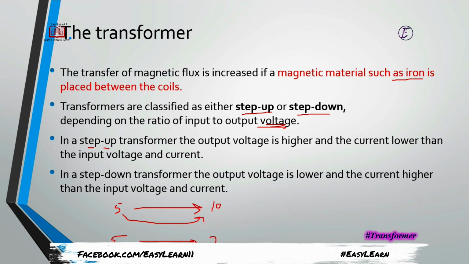Remember that power is equal to IV, which means if the voltage is increased, then the current will be reduced. If we have 1 ampere of current here and the voltage is 5, the product must be constant: 5 into 1 is 5. If we increase the current to 10, then the voltage has to be reduced so that, if we multiply this current with the voltage, the overall result will be the same, because power never increases.